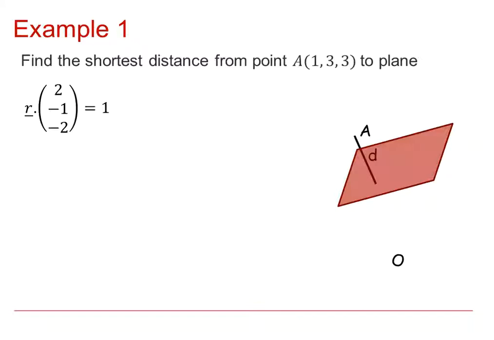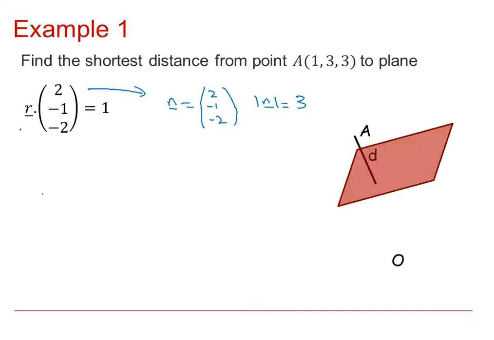So in this example, we want to find the shortest distance from the point A, which is (1, 3, 3), to the plane r dotted with (2, -1, -2) equals 1. So there's a couple of things to note before we start. If we look at the plane, we have the normal vector is (2, -1, -2), and we can get the magnitude of n by finding the magnitude of this three-dimensional vector, and we get 3 for the magnitude.